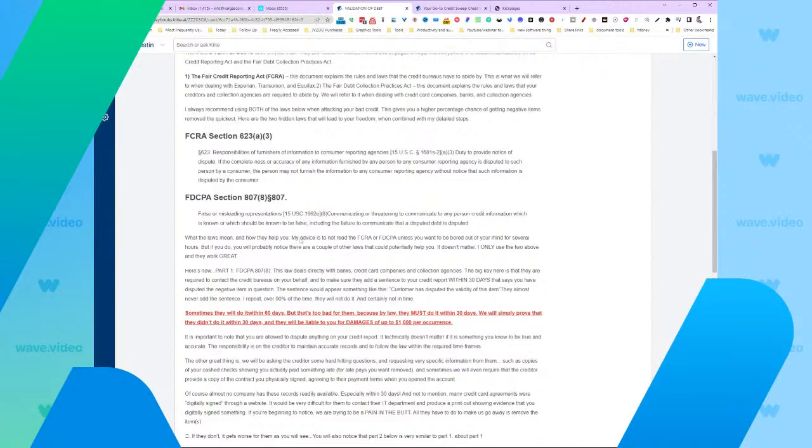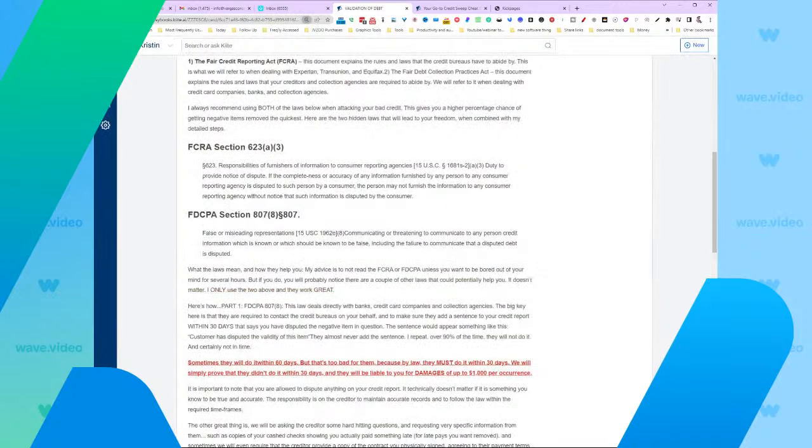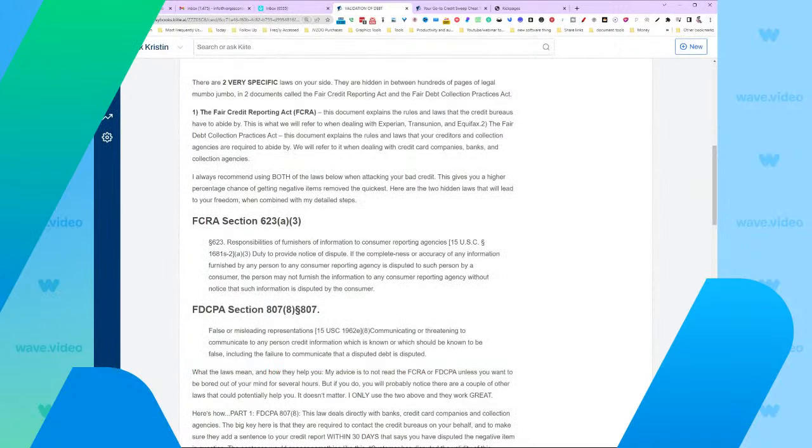So many people ask me, what do I do? Just put notice of dispute, delete? No, you don't put notice of dispute, delete. You need to understand what that notice of dispute is and why it needs to be there to begin with. And let's see if I can make this just a little bit bigger on here for you to read. All right. So let's go back to the FCRA.